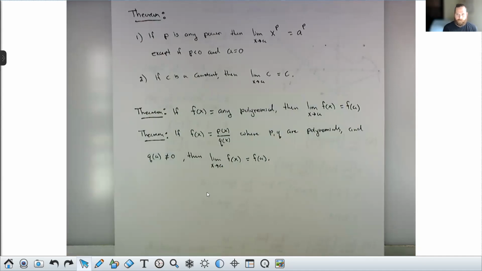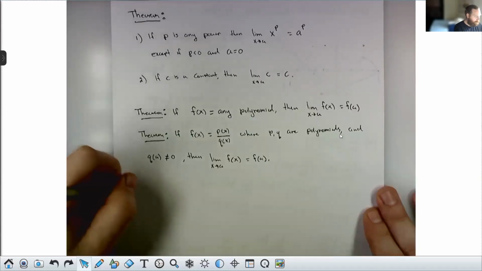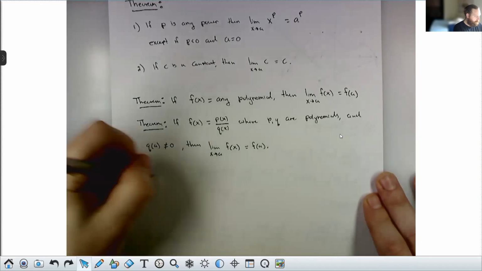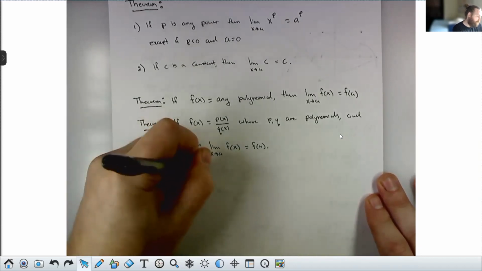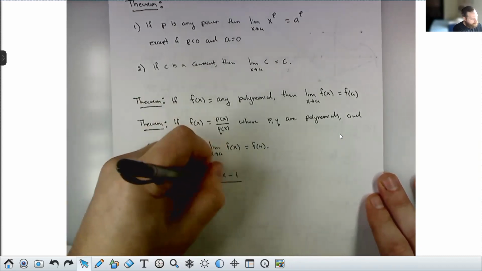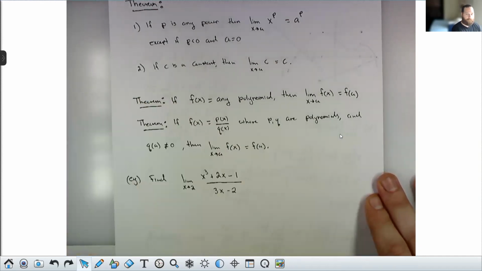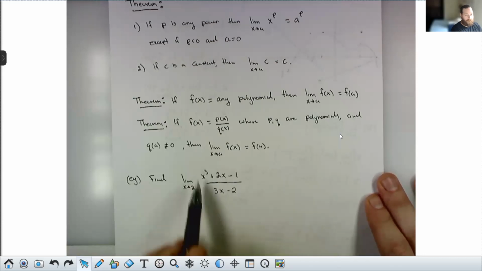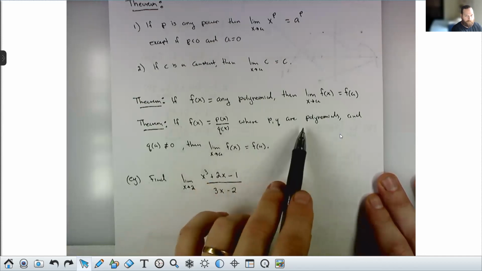Okay, we can take a quick look at an example here. Let's look at something like that. Example: find the limit as x goes to 2 of x cubed plus 2x minus 1 over 3x minus 2. This is a rational function. It is a ratio or fraction where the top and bottom are both polynomials.